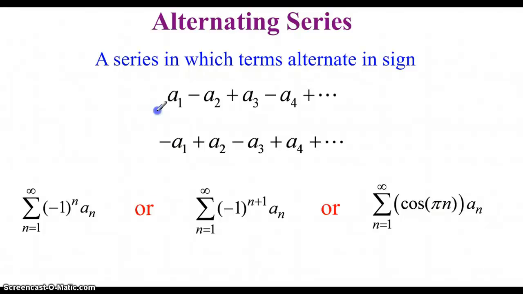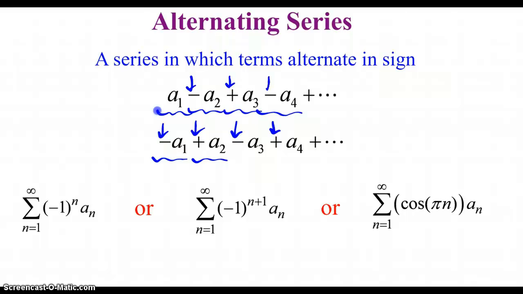Here is where the first term, where n equals 1, is positive, but you can see the second term, a sub 2, is negative, and the third term is positive, and the fourth term is negative, and so on. We can have the first term negative and the second term positive, but the signs alternate, and that is what is known as an alternating series.